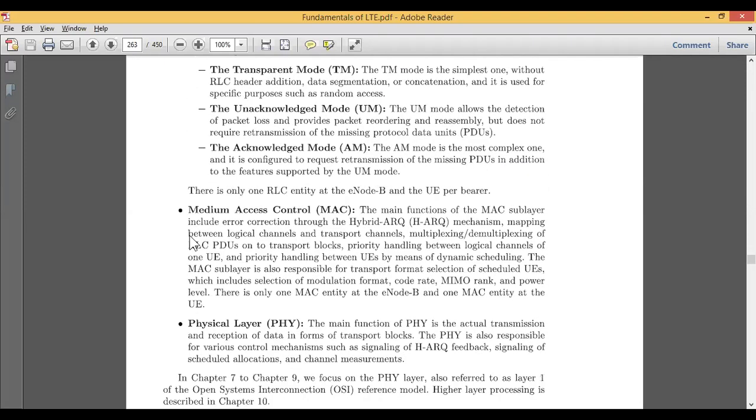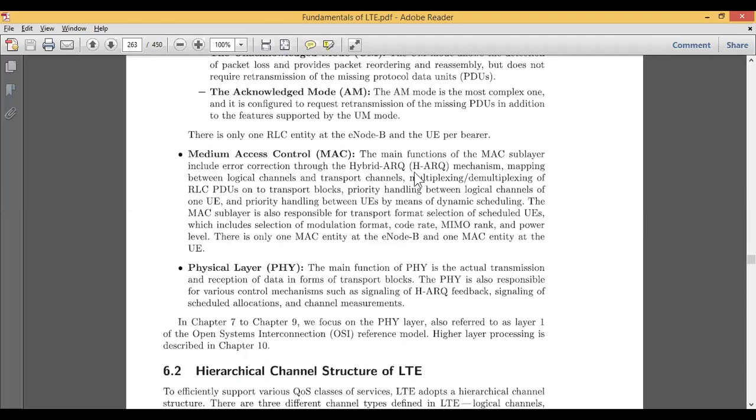Okay, and we have studied in detail about the MAC. MAC is responsible for the hybrid ARQ mechanism, like mapping between the logical channels and the transport channels. Then we have seen the concept of multiplexing and demultiplexing of RLC PDUs, where various formats are available for the MAC data protocol or data stack, and all of that is done under the MAC sublayer. Another important thing is that the MAC sublayer is also responsible for transport format selection and scheduling of data or scheduled user entities.